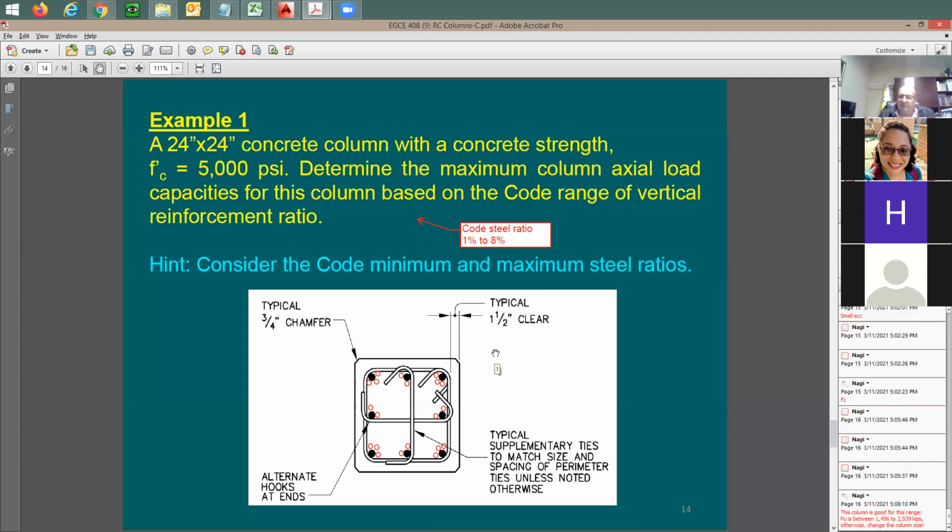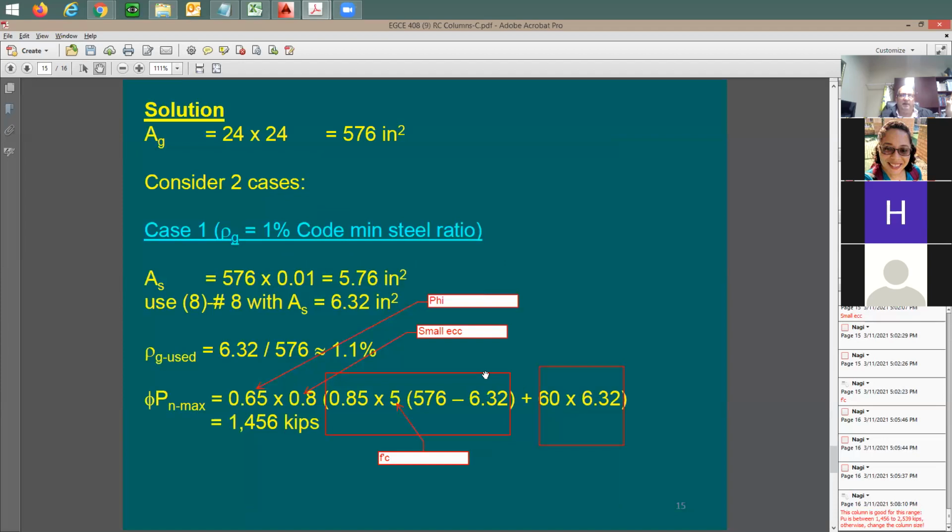Now I can play with the column size because I have here few parameters. I have the concrete strength, I have the column dimensions or column size, I have the amount of rebars. So what I have done here, I kept the concrete strength the same, I kept the column size the same, and I played with the amount of reinforcement that I can put there.